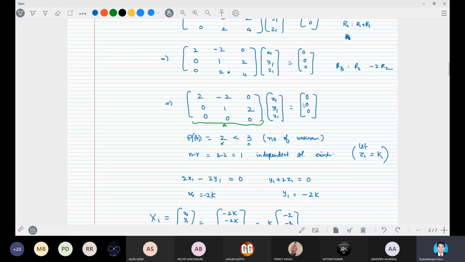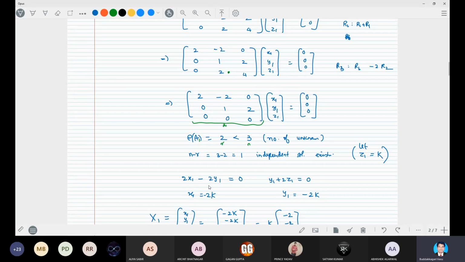So from this transformed equation, you can write the equation form: 2x1 minus 2y1 plus 0 is equal to 0. One equation. Next, the second equation, y1 plus 2z1 is equal to 0. It results in 2 equations, but we have 3 unknowns, where we found one independent solution that we considered, z1 is equal to k. Right? When z1 is equal to k, y1 can be determined from one of these equations. y1 is equal to minus 2k.